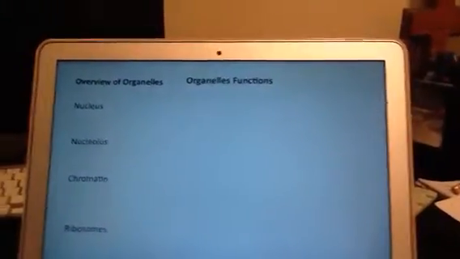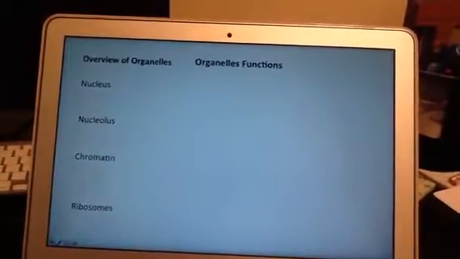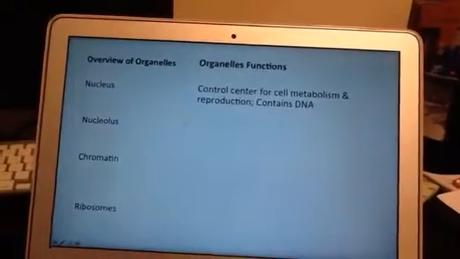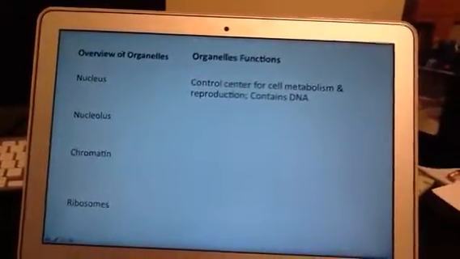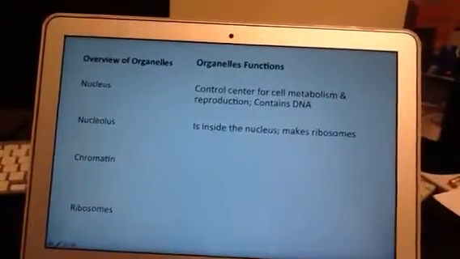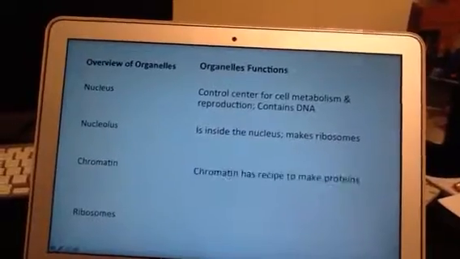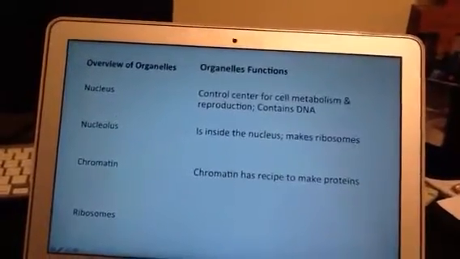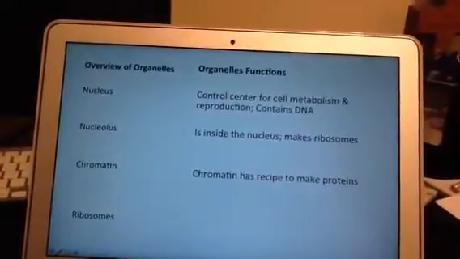Here is an overview of some of the cell organelles and their function. The nucleus is the control center for metabolism and reproduction, and contains the DNA. The nucleolus is inside the nucleus and makes the ribosomes. Chromatin has the recipe for proteins, and chromatin is what makes the chromosomes.